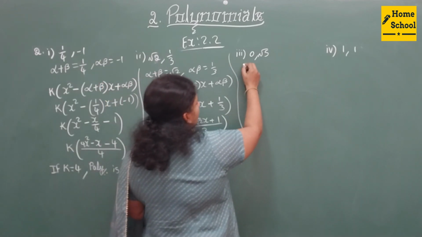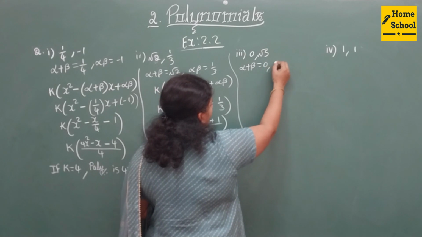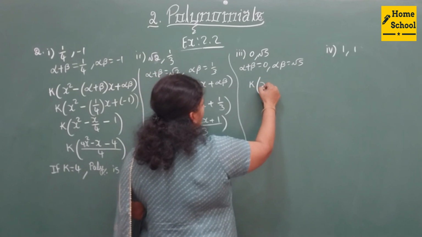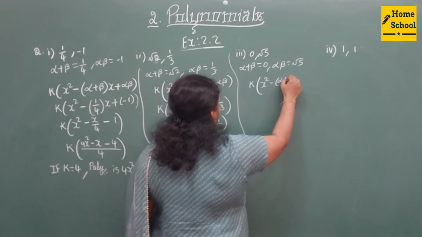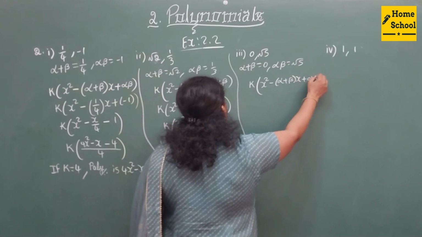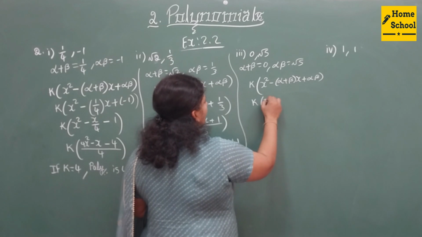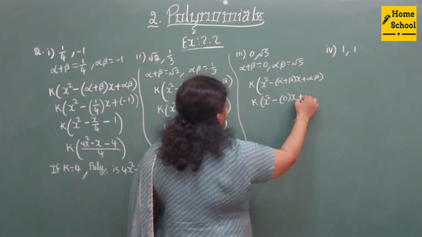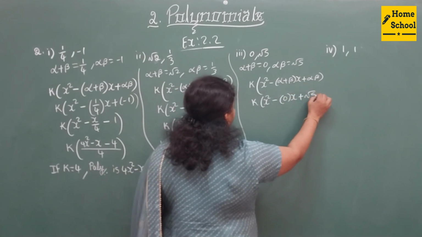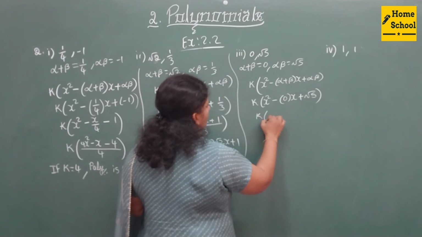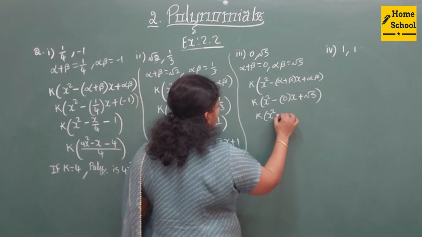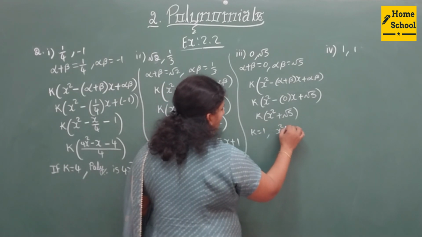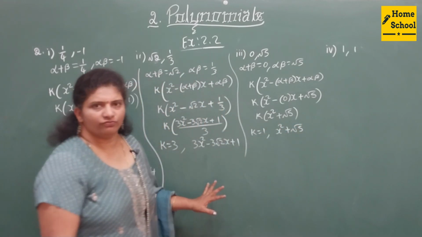Okay. Now, if k is equal to 3, then the required polynomial is 3x square minus 3 root 2x plus 1. Third problem, given alpha plus beta equal to 0 and alpha beta is equal to root 5. Now, k into x square minus alpha plus beta into x plus alpha beta, substitute k into x square minus alpha plus beta value is 0 into x plus alpha beta value is root 5. Okay. So k into x square, 0 into anything is 0. So leave that, x square plus root 5. If k is equal to 1, then the required polynomial is x square plus root 5.